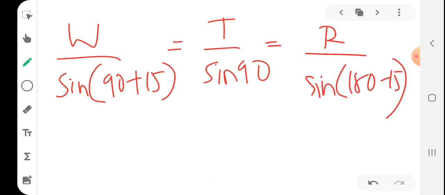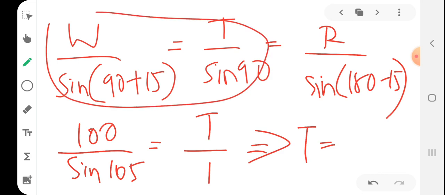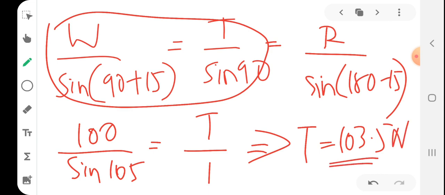Here initially we know the value of W. So 100 by sine 105 is equal to T by sine 90, which is 1. That gives T equal to... I have taken only these two at a time. ആദ്യം ആ രണ്ട് മാത്രം ഒന്നിച്ചെടുത്തു എന്നിട്ട് സോൾവ് ചെയ്താൽ T നിങ്ങൾക്ക് എന്ത് കിട്ടും? T will be around 103.5 Newton. ഇത് നമ്മൾ അറിയുന്ന വാല്യൂവും വേറെ അൺനോൺ ആയിട്ടുള്ള ഒരു വാല്യൂവും അറ്റ് എ ടൈം എടുക്കുകയാണ് പതിവ്, എന്നാലേ നമുക്ക് സോൾവ് ചെയ്യാൻ പറ്റും.